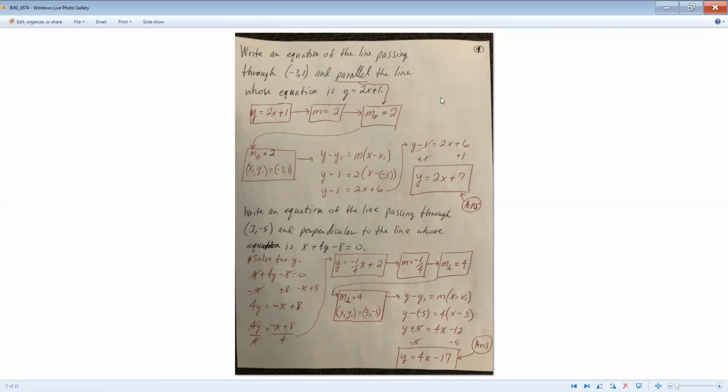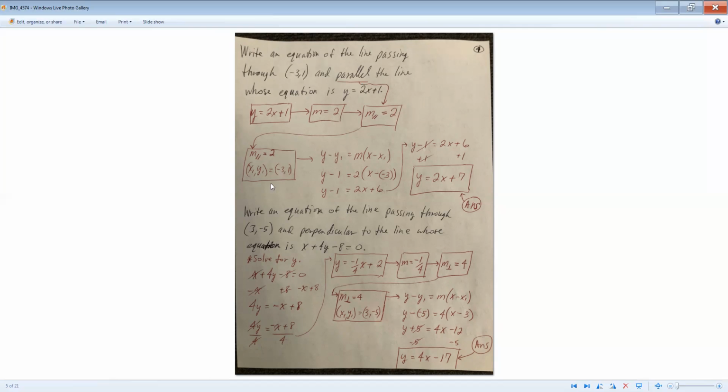All right, a few more examples of what we can do with that type of information. So I want to write an equation of a line that's passing through negative 3, 1, and parallel to the line that's given, which is y equals 2x plus 1. I know that the slope of this line is 2. So a line that's parallel to this one would be 2 as well. Remember, I want the equation of a line that's parallel to this one, so it will have the same slope, which is 2.